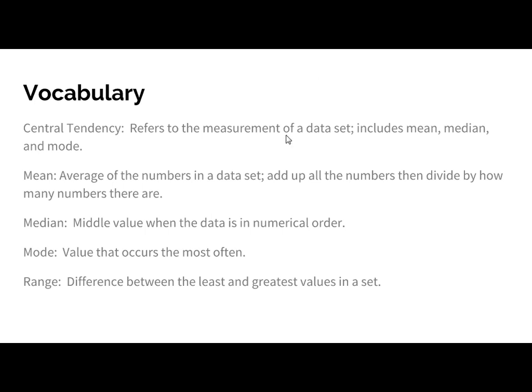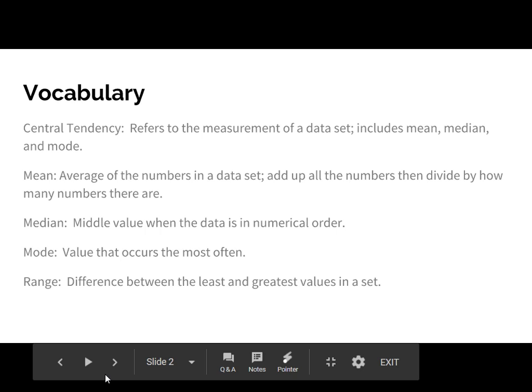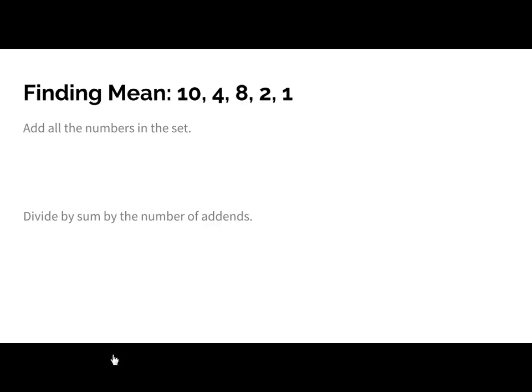Median is the middle value when the data is in numerical order. Mode is the value that occurs the most often, and range is the difference between the least and greatest values in a set. So, finding mean. My way of remembering how to do mean is that it's mean. It requires a lot of work. You've got to add and then you have to divide.